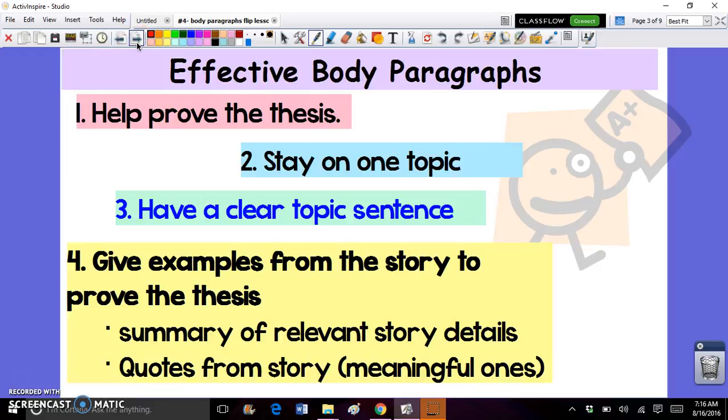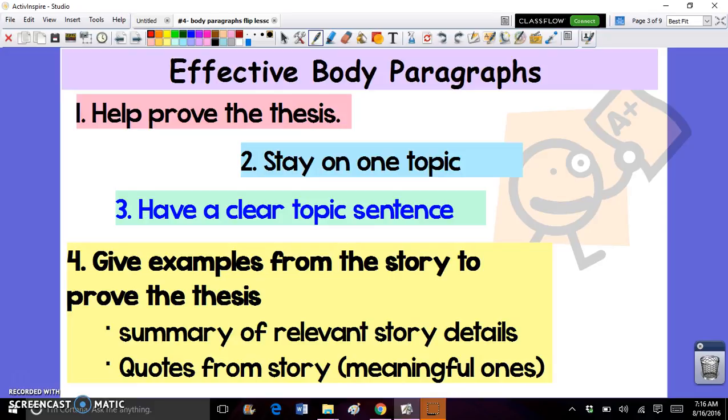All right, so effective body paragraphs have to do several things. First, they have to prove your thesis. If every body paragraph is not working to prove your thesis, then really what is it doing in your essay? It doesn't belong there. They should also stay on one topic. You don't want to have too many topics going on in a body paragraph. It's not a good way to organize your writing. It can be very confusing to your reader.